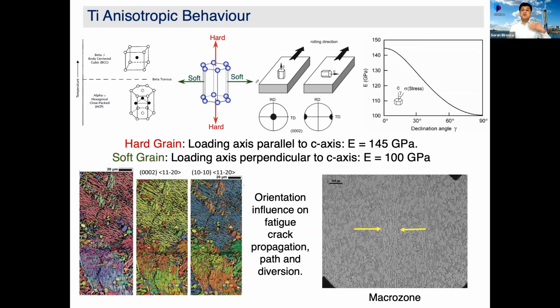For example, if you roll or deform a sheet or a plate of titanium, if the c-axis is parallel to the loading direction, right? So this will be very hard to deform and to roll, and you're consuming more energy for the rolling. But if you roll it perpendicular to the c-axis, then that will be easier to deform and consume less energy.